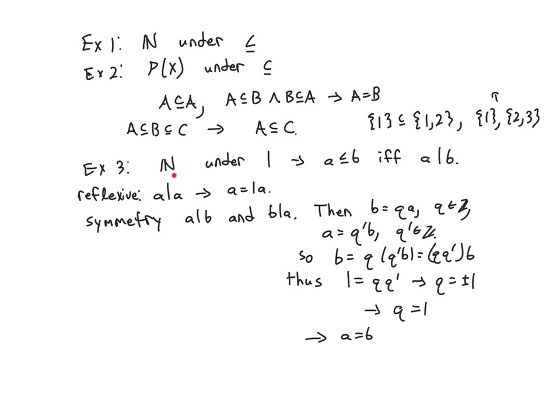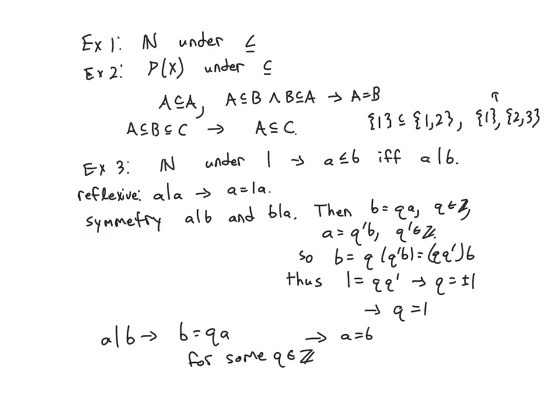As one last example, the set of natural numbers is also a partial order under the divisibility relation. That is, we say a is less than or equal to b if and only if a divides b. In case you need a reminder, a dividing b means that b is equal to q times a for some integer q. That's the definition we usually teach for the division relation. And certainly you see that this relation must be reflexive because a divides a, because a can be written as 1 times a.